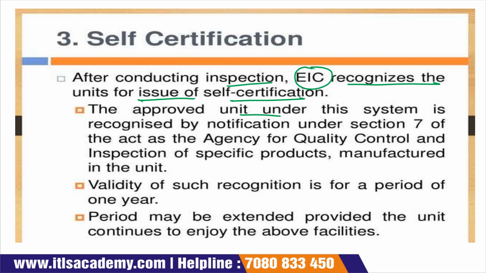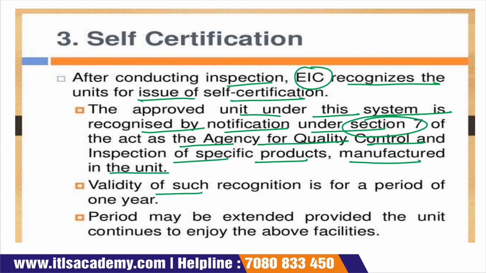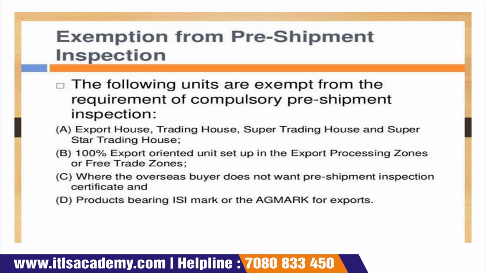The approved unit under this system is recognized by a notification under Section 7 of the Act as the agency for quality control and inspection of specific products manufactured in the unit. Validity of such recognition is for a period of 1 year. The period may be extended provided the unit continues to enjoy the above facilities.